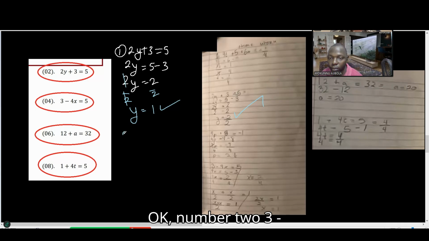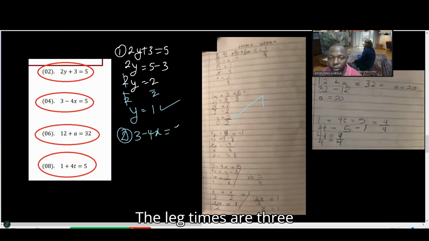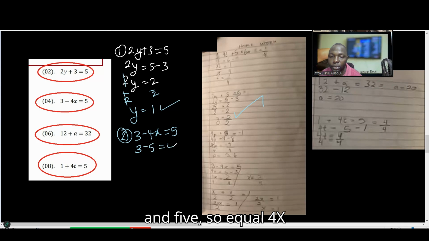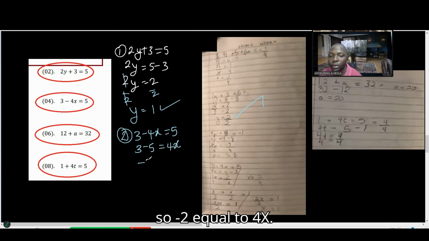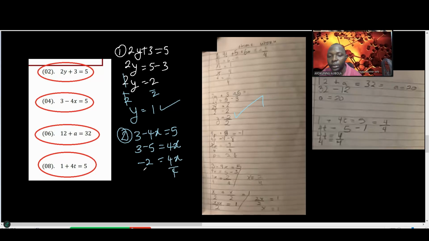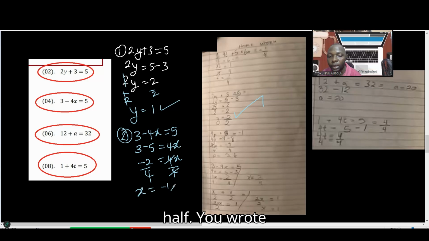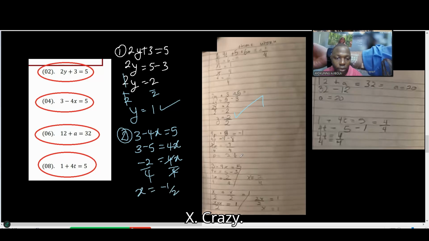Okay. Number 2. 3 minus 4x equal to 5. The like terms are 3 and 5, so minus 2 equal to 4x. You divide both sides by 4. So x equals to 2 over 4, minus half.